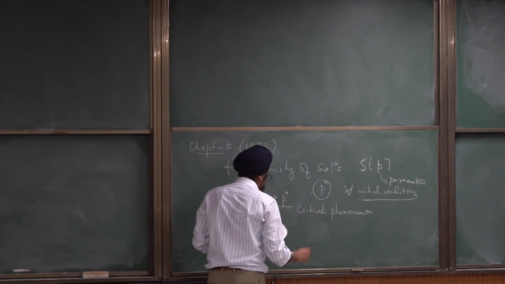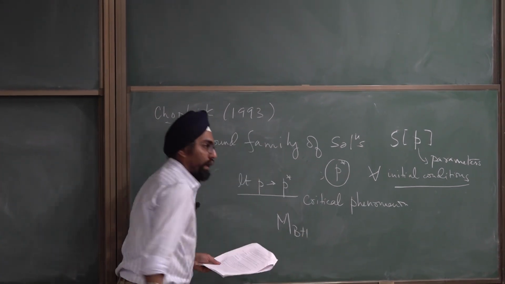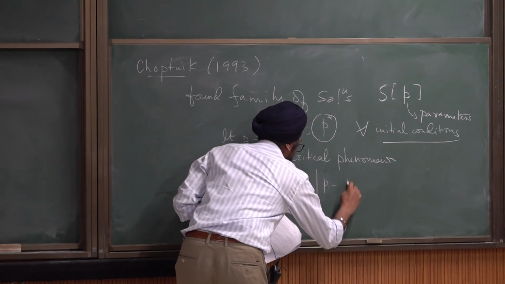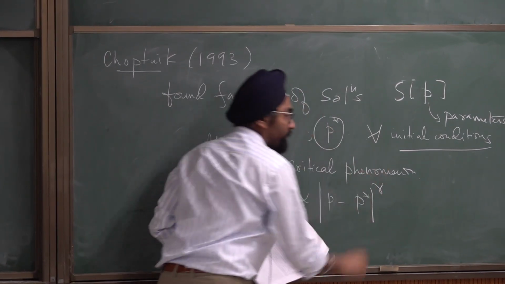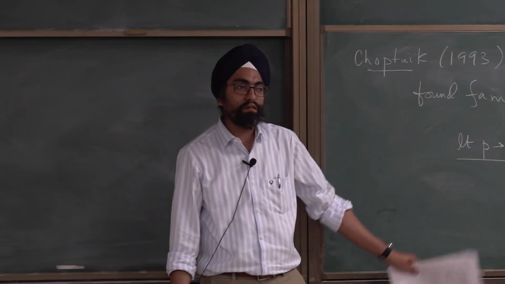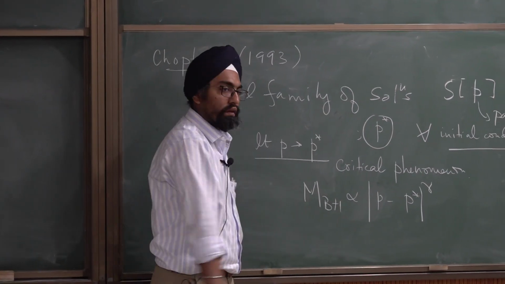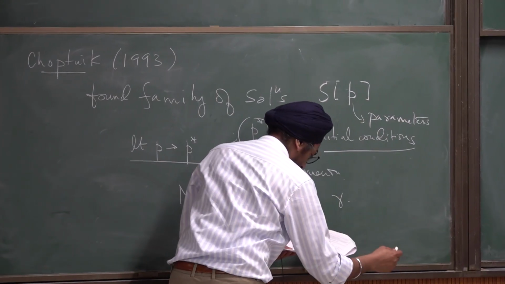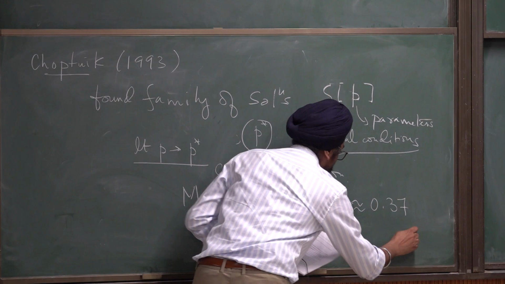In this limit, the masses of the black holes which formed were proportional to P minus P star to the power gamma. So they had this scaling relation. All the masses which were formed obeyed this scaling relation for all initial conditions. In particular, this gamma exponent was found to be 0.37.